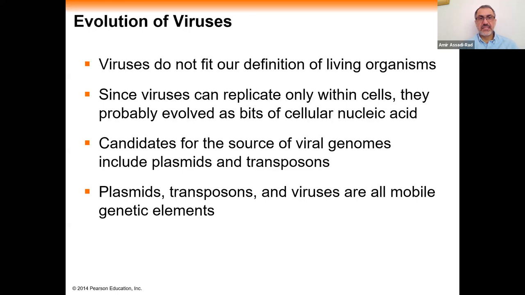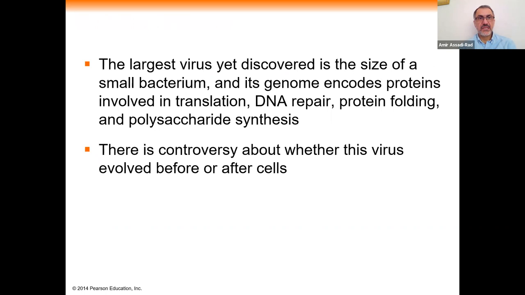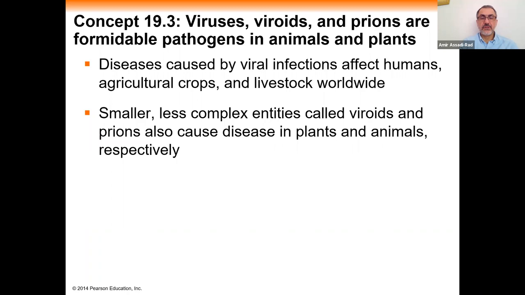Candidates for the source of viral genomes include plasmids and transposons, which I talked about. Plasmids are circular DNA of bacteria. Plasmids, transposons, and viruses are all mobile genetic elements. And that's why. The largest virus yet discovered is the size of a small bacterium, and its genome encodes proteins involved in translation, DNA repair, protein folding, and polysaccharide synthesis. There is controversy about whether this virus evolved before or after cells. I'm not going to get into that.